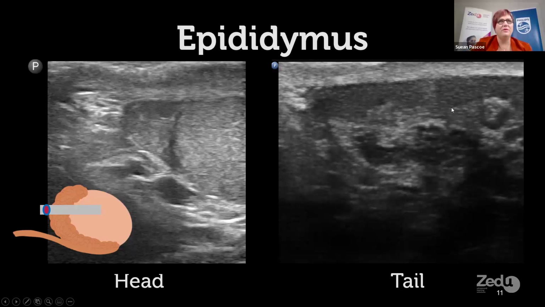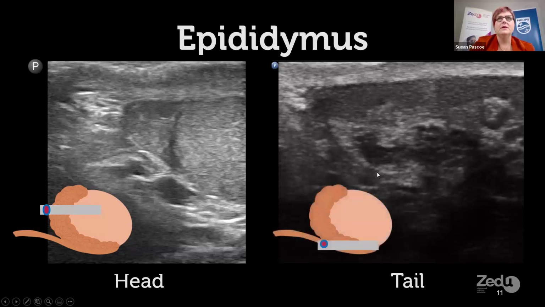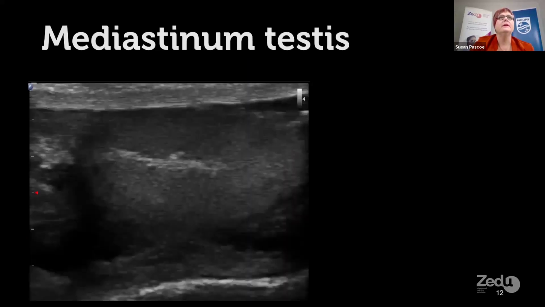So you find the head of the epididymis and then move your probe slightly towards the lateral border, and then swivel your probe just a smidge until you start to see this sort of hypoechoic band of tissue, and it almost looks like little tubules in there as well. So we're putting our probe over here to find the tail of the epididymis.